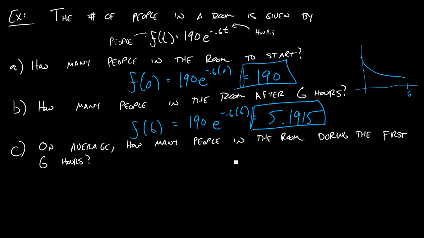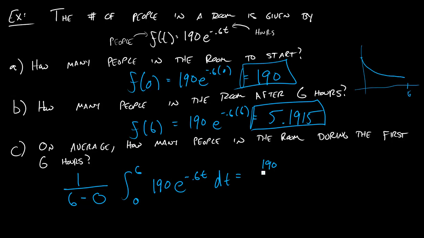How many people might you expect to be in the room? And so we just want to use our formula here. During the first 6 hours, our b will be 6 and our a will be 0. And so we're going to do the same thing with the integral from 0 to 6 of 190 e to the negative 0.6 t dt.